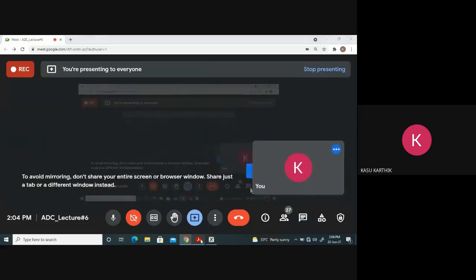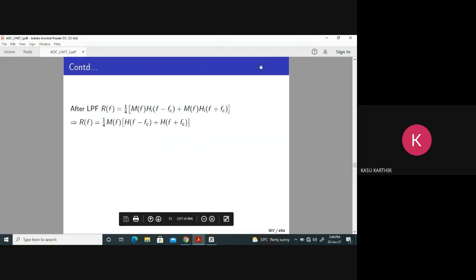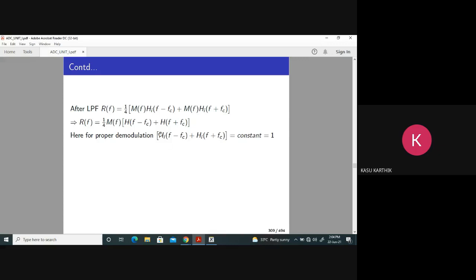Now in this expression, what did you get? 1 by 4 m of f into some term. So for a faithful reproduction, this term should be a constant. I forgot to write Hi. Hi of f minus fc plus Hi of f plus fc should be a constant. Typically we take it to be 1. Why? Because if this is a constant, R of f is 1 by 4 m of f.